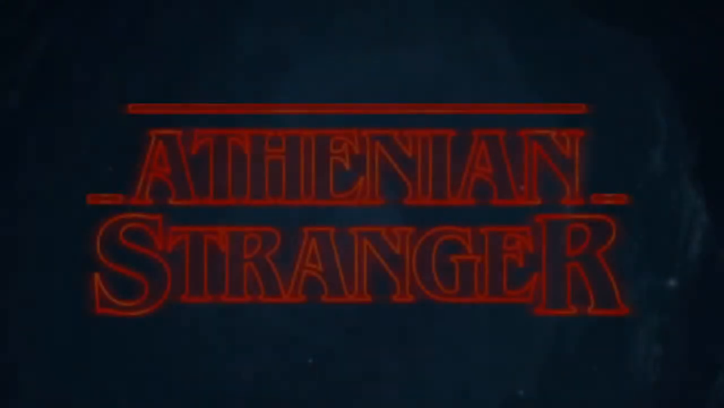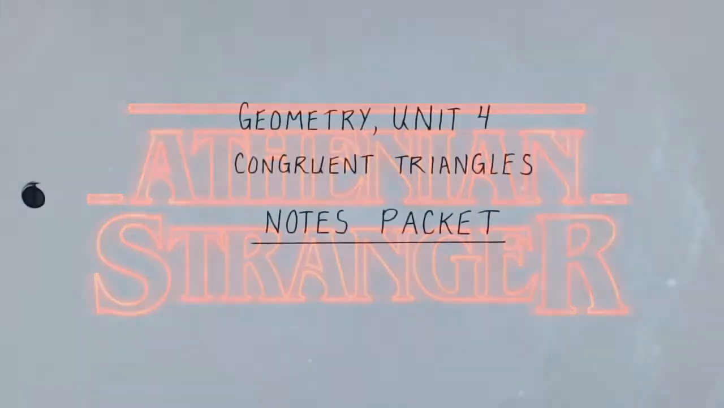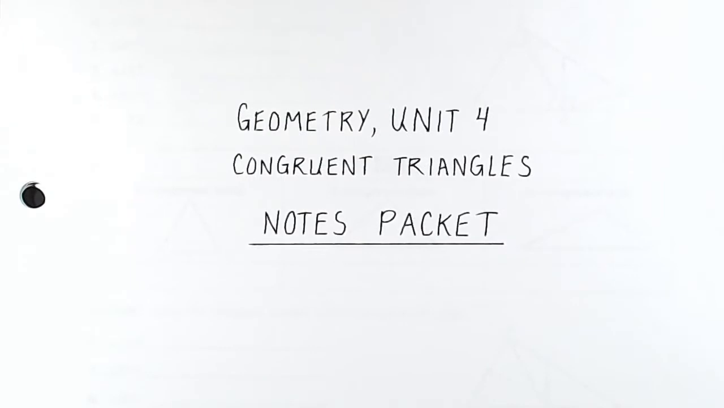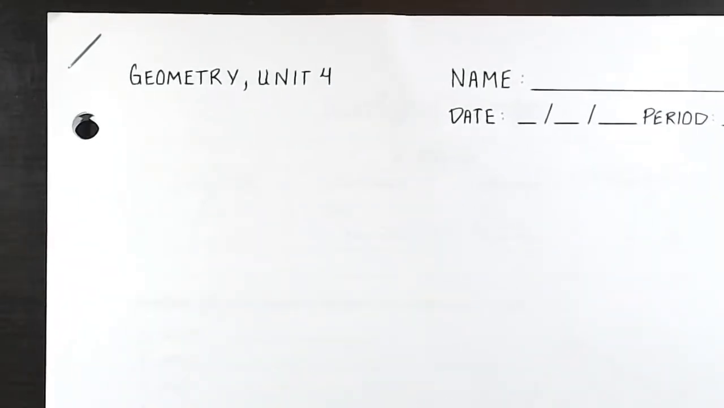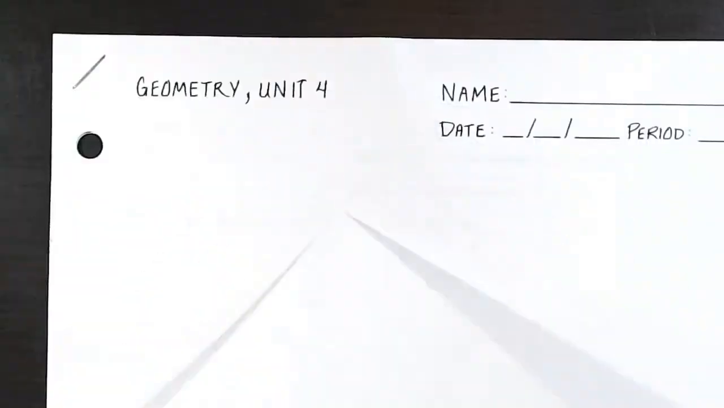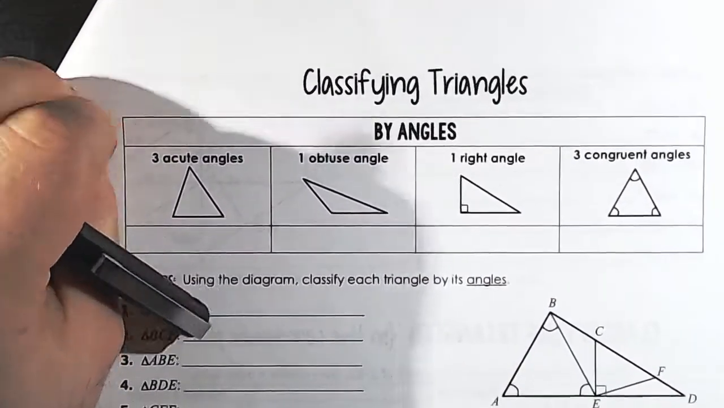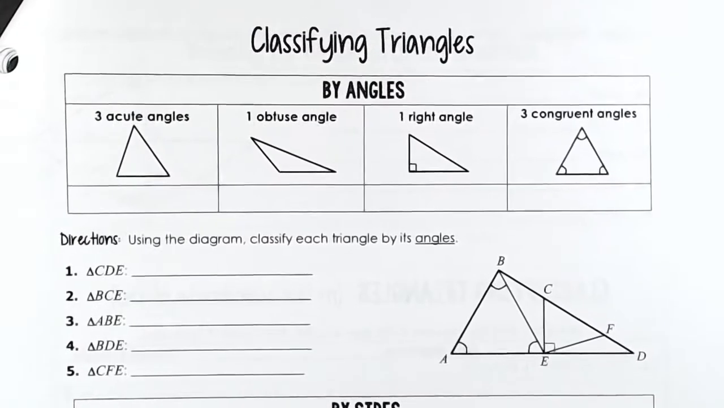All right, ladies and gentlemen, welcome back to this Athenian Stranger tutorial video, where today we are going to begin a new unit on congruent triangles. This is Unit 4, and we have before us a notes packet, which we are going to dive into directly. The first page of the notes packet is on classifying triangles.